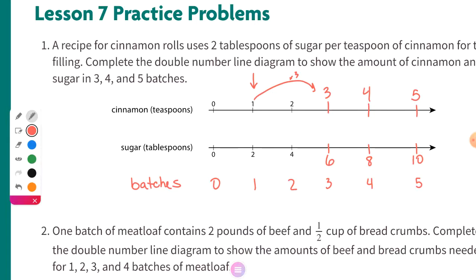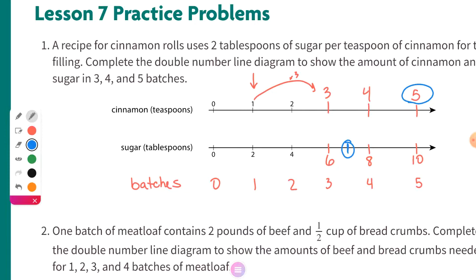What if in my pantry I have 7 tablespoons of sugar and 5 teaspoons of cinnamon? How many batches could I make? I'm going to repeat it again. We're looking for how many batches if I have 7 tablespoons of sugar and 5 teaspoons of cinnamon. Haley, what do you think? 3. Why 3? Because it's between 3 and 4. Okay, because I said 7 sugar, which would be about right here, and I said 5 cinnamon, which would be there.